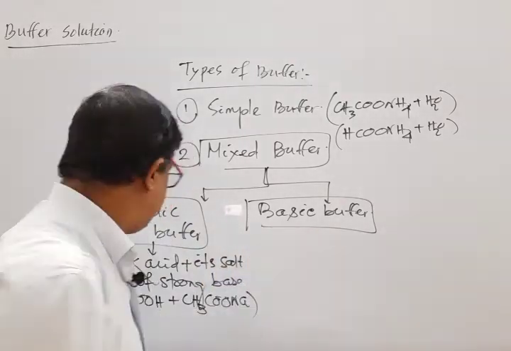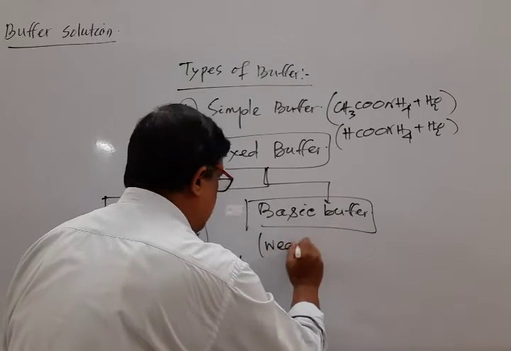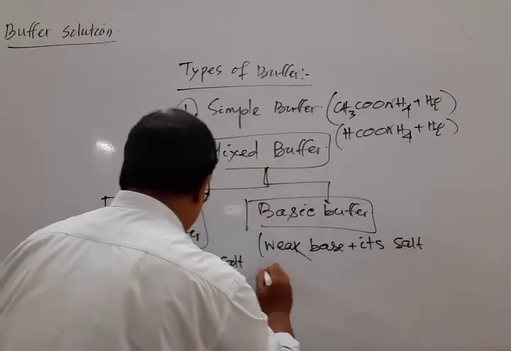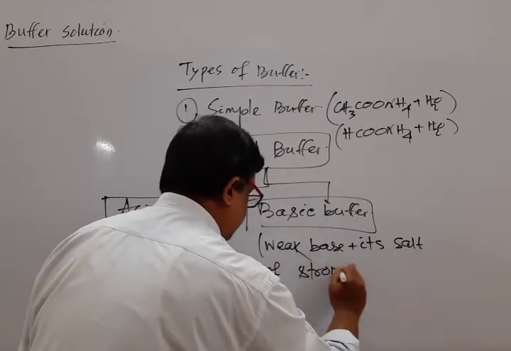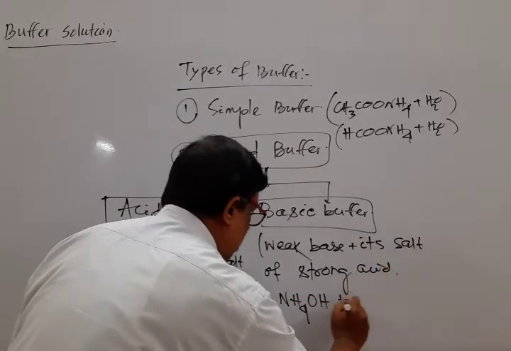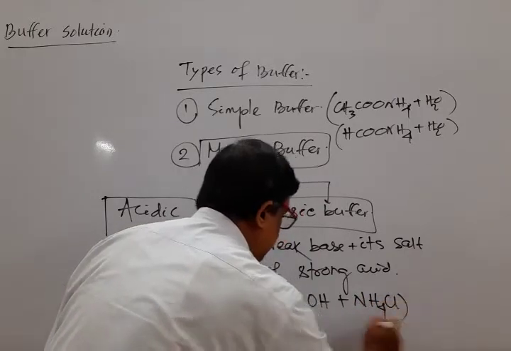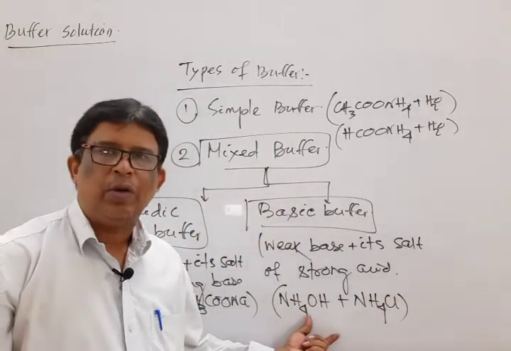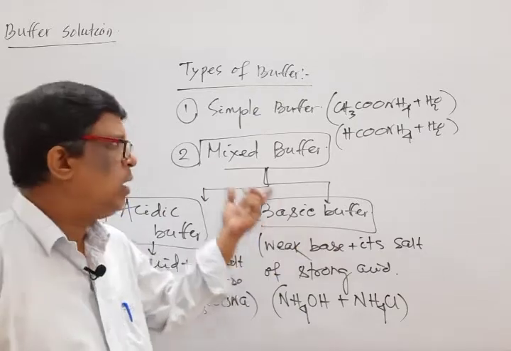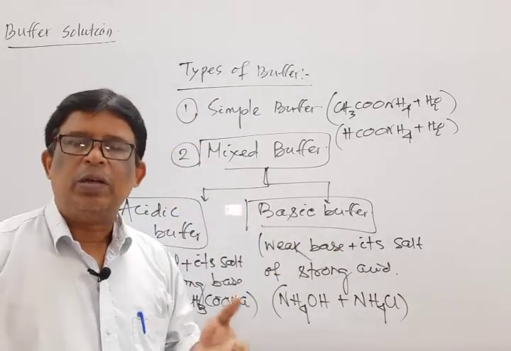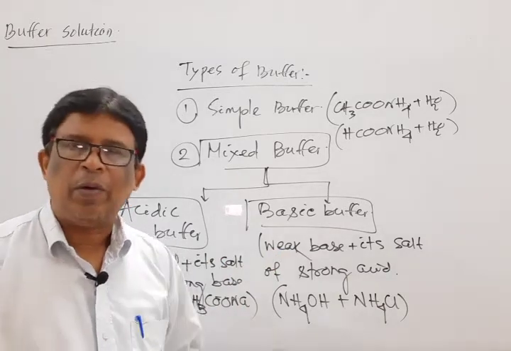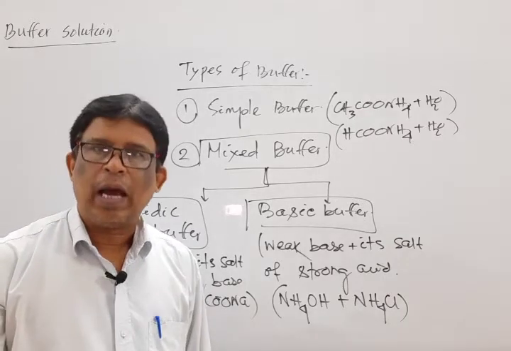Similarly, basic buffer is prepared by taking a weak base plus its salt of a strong acid. For example, weak base ammonium hydroxide plus its salt of strong acid, that is ammonium chloride. So the mixture of ammonium hydroxide and ammonium chloride acts as a basic buffer. So point 1, what is buffer? Point 2, classification of buffer or types of buffer. Point 3, how we prepare buffer. Then point 4, buffer action.